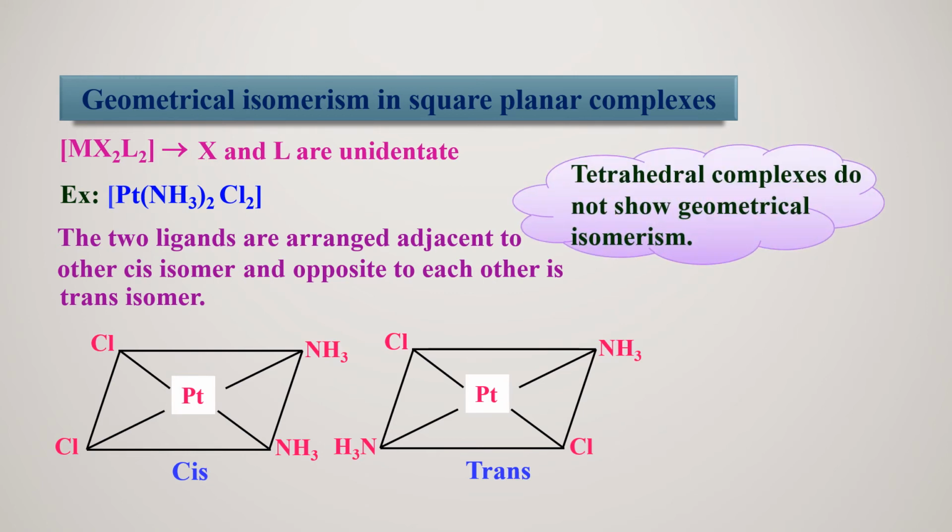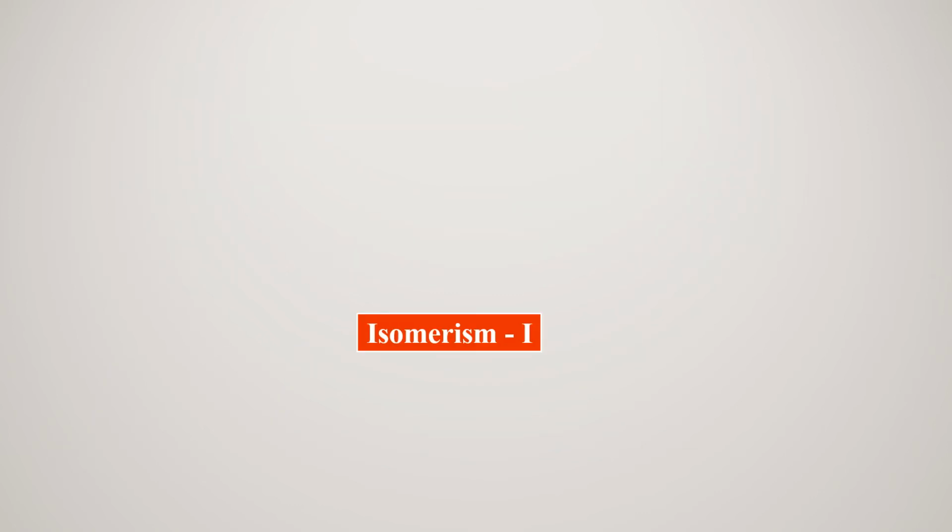So tetrahedral complexes, whichever have coordination number 4, do not show geometrical isomerism. Remember students, tetrahedral complexes do not show geometrical isomerism. Now with coordination number 6, that is octahedral complexes, there is also a possibility of geometrical isomerism. Now we'll go through the octahedral complexes. So geometrical isomerism in octahedral complexes.